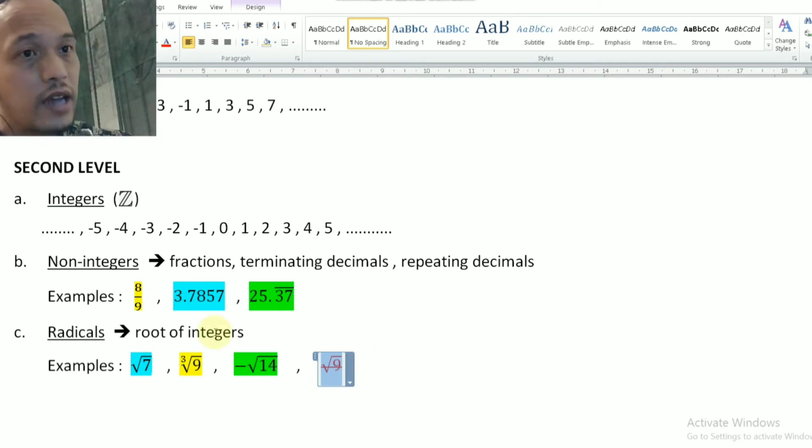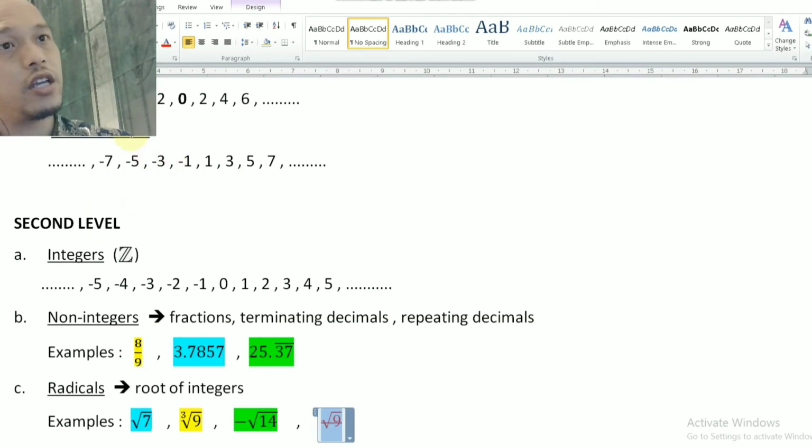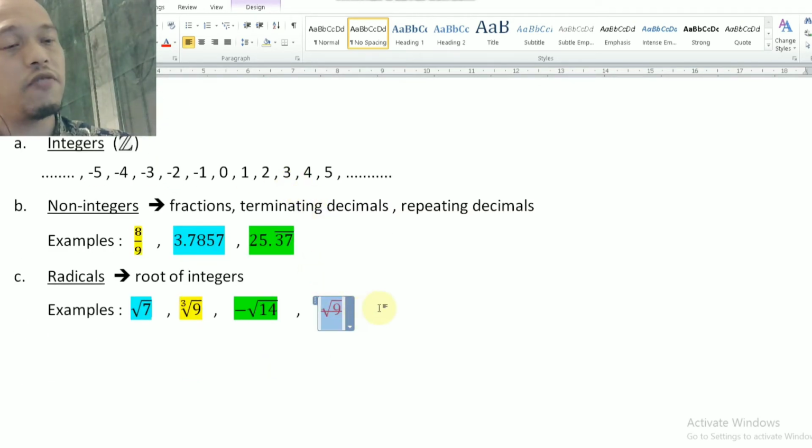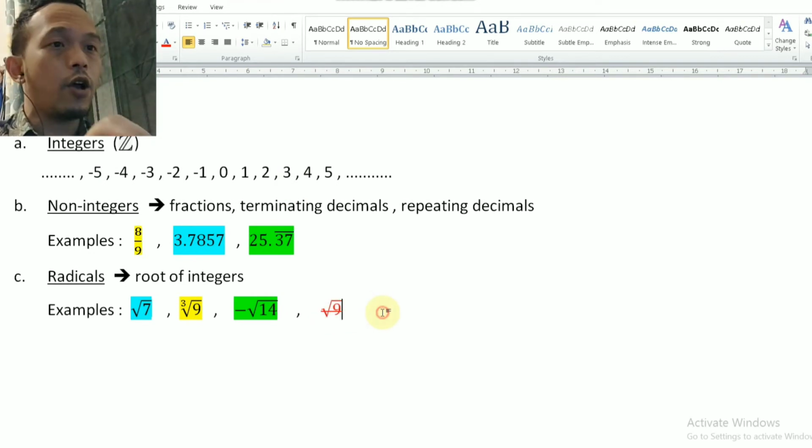So square root of 9 is not a radical. Square root of 9 is an integer. It is an odd number since it can be simplified into 3. Okay, I hope it's clear.